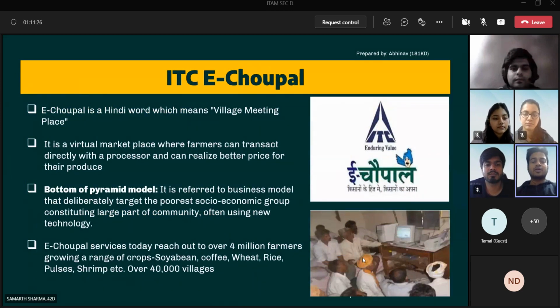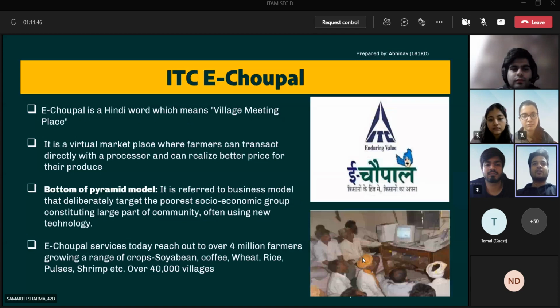Thank you, Simran. Now coming on to another initiative, that is ITC eChopal, where the ITC company is leveraging IT to benefit farmers as well as reap benefits for themselves. So first of all, what is the meaning of eChopal? Chopal is a Hindi word which means a place where villagers meet and discuss their day-to-day activities.